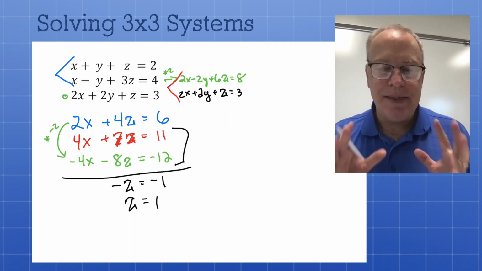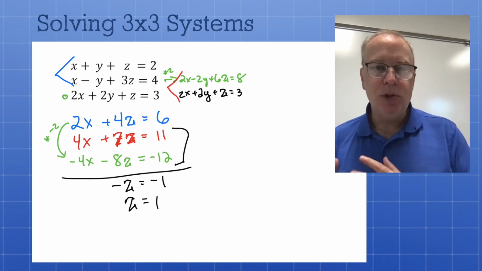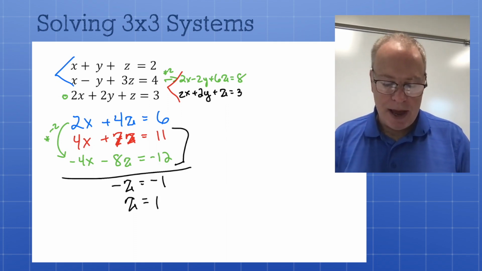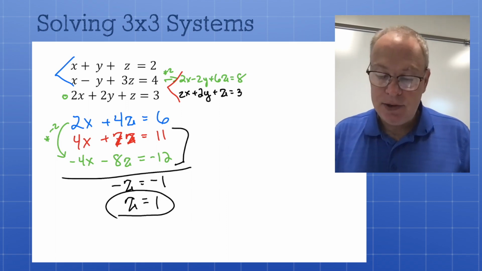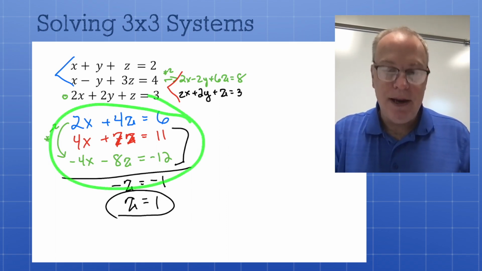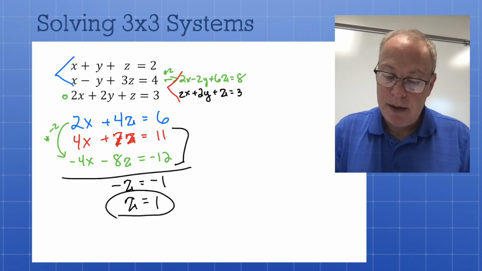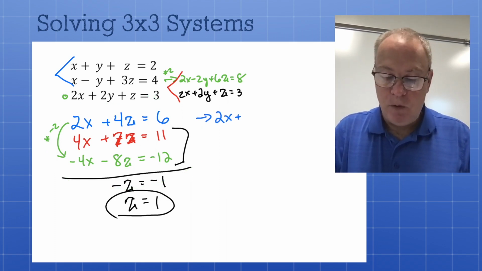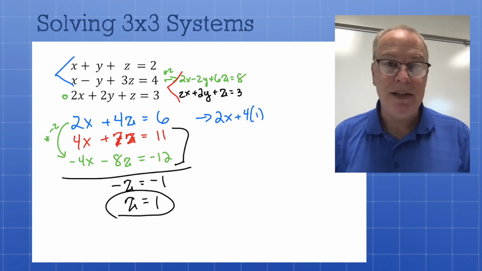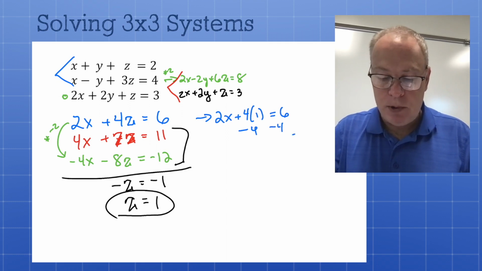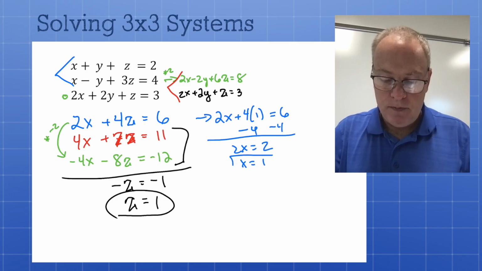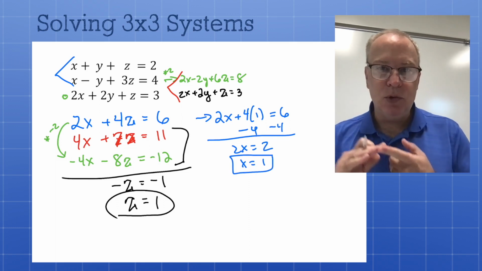That's the hardest thing, is the first variable. That takes the most amount of work, is getting that first variable. So we've got our first answer. Now we can solve for x by going back up there. 2 times x plus 4 times 1, because remember z is 1, equals 6. Now 4 times 1 is 4, so I'm going to subtract 4 on both sides. 2x equals 2, so x equals 1 as well. We've got 2 of our answers, x equals 1 and z equals 1.